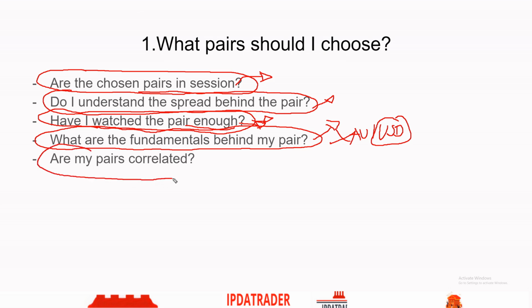Lastly, are my pairs correlated? Also important, right? If you're going to be trading, let's say Euro USD and GU, which is essentially GBP USD, you should understand that they're correlated. So you want to be paying attention to that as well, right? These are the criteria that you need to go over in order to determine what pairs you should trade.